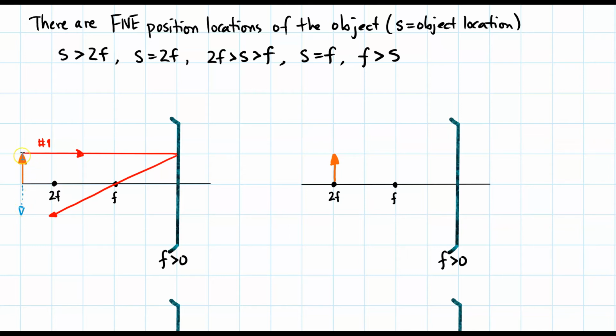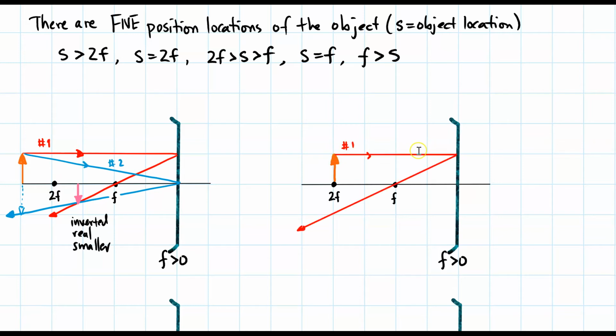Now draw the ray from the tip of the orange to the middle, and then from the middle to the tip of the blue. Where the rays cross, that's where the image is formed. You see that the pink image is inverted, real, because it's where the light is being reflected, and smaller. Let's go to the next one.